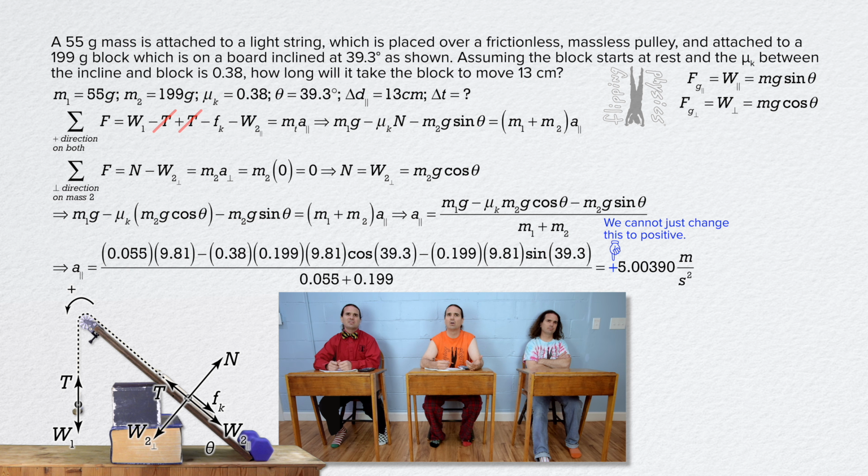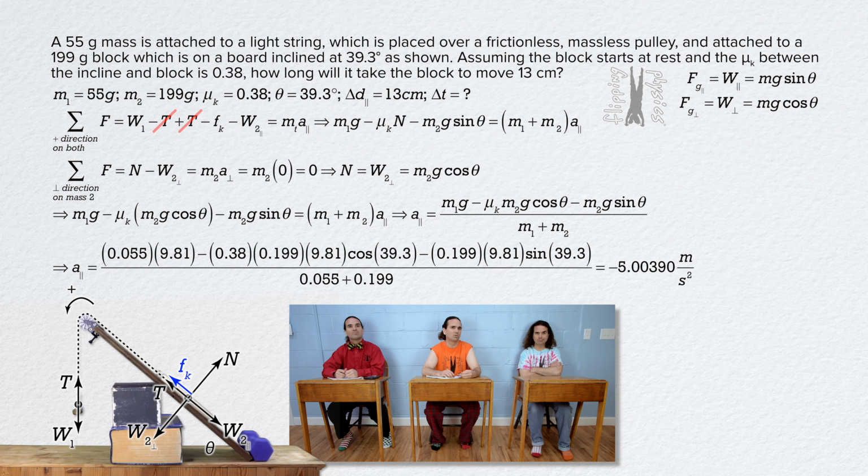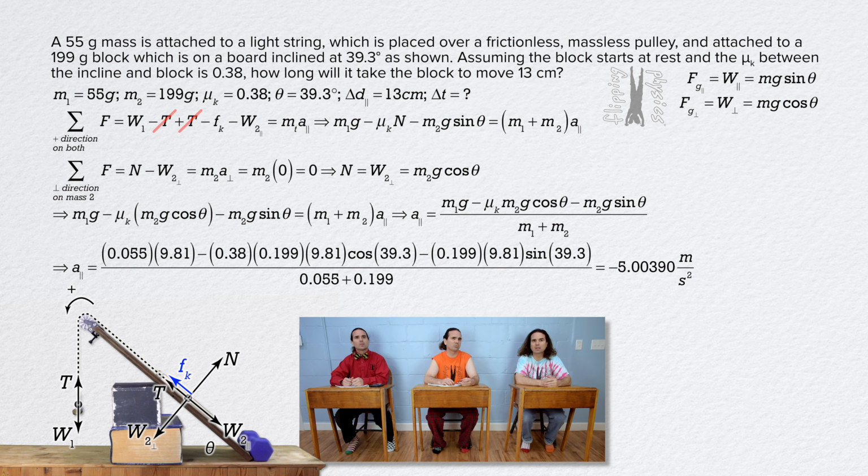I do not think we can do that. Why not? I'm not sure. It just does not feel right. Because the force of friction is in the wrong direction. Now we know mass 2 is moving down the incline, so the force of kinetic friction is actually up the incline. So do we need to reverse the positive direction and redo everything?